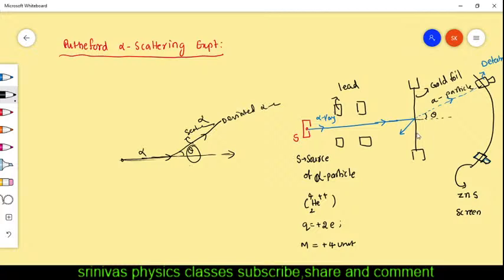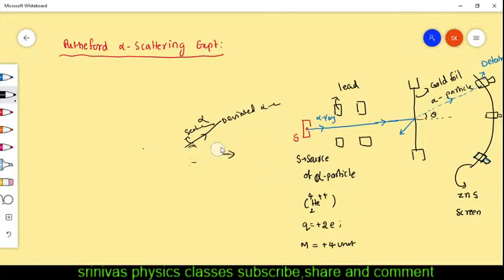That's why we are keeping the detector on the circular scale. The detector is movable on the circular scale. We can keep the detector at a particular position, and we can find out how many alpha particles are scattering along this direction and how many along that direction. Like this we can find out.